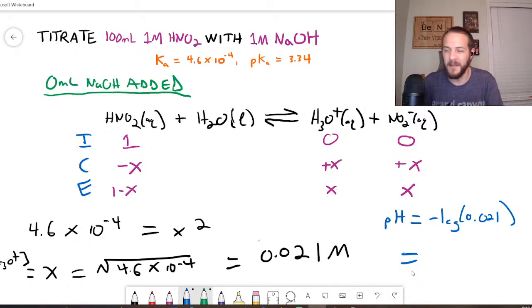So, all right, pH is equal to the negative log of 0.021, and that number ends up being 1.68, right?